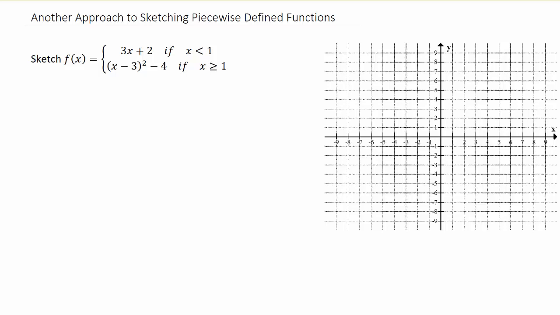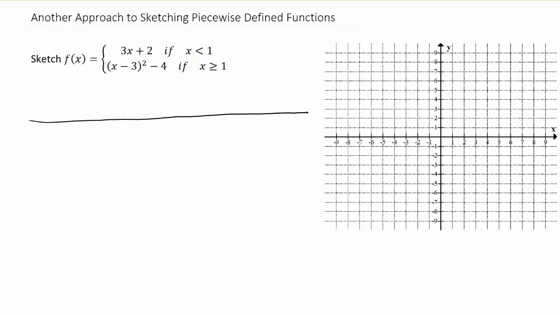Hello. I wanted to show a different approach to sketching piecewise defined functions. In this approach, instead of graphing both parts of the function and then erasing, we're going to just go straight to sketching the pieces separately by creating a table of values. So the way this approach works is I'm going to build a table of values here.